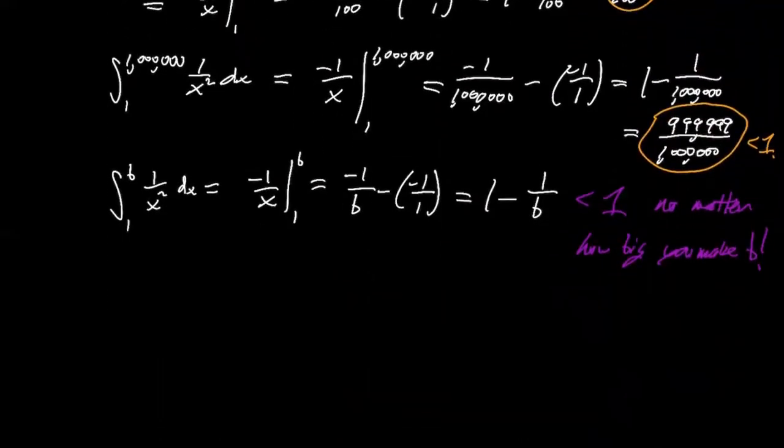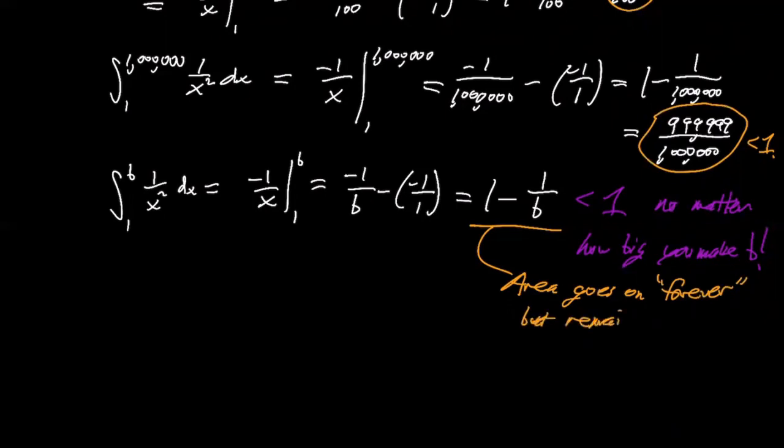And in fact, I should actually write down that this number is the area. The area sort of goes on forever. I mean, I guess we haven't really had it go on forever yet, because we haven't let b go to infinity. That's the point of what we're going to do next. But let me just put it this way: I'll put in quotes, "forever," but remains finite, which should be really weird to you. It's very counterintuitive.